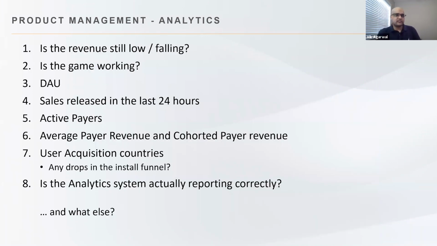These are a few of the answers I've identified. The first and most important thing is, is the revenue still low or falling? That helps you identify the urgency of it. If it's not falling right now, you're like, okay, the fall has been arrested. I have the day to deep dive into this and figure out why this anomaly happened last night. If it's still falling, it's all hands on deck. You're like, okay, how do we arrest this fall? How do we figure out what is happening and stop it?